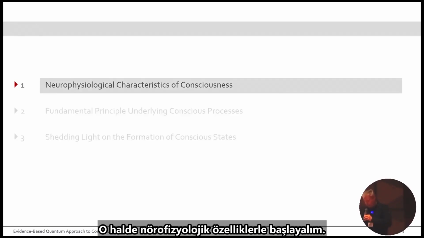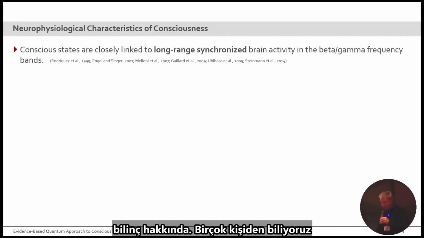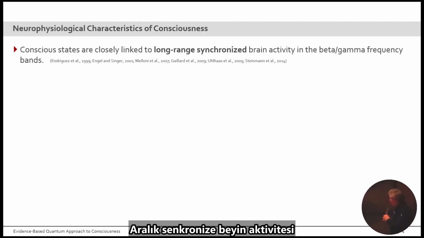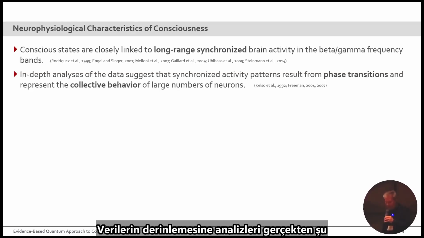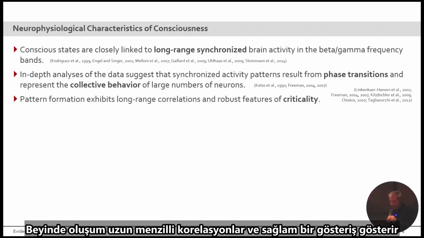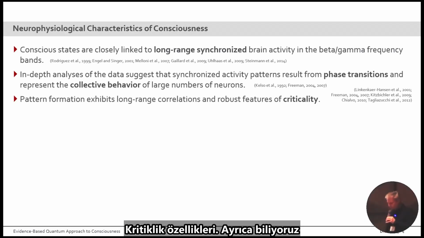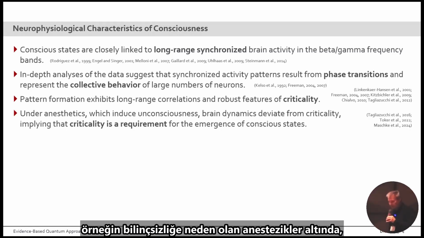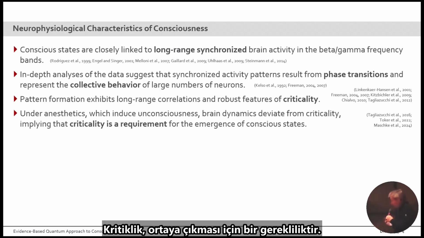So let's start with the neurophysiological characteristics of consciousness. We know from many pieces of evidence that conscious states are closely linked to long-range synchronized brain activity in some frequency bands, beta, gamma. And in-depth analyses of the data really suggest that these synchronized activity patterns result from phase transitions and represent the collective behavior of large numbers of neurons. We also know that pattern formation in the brain exhibits long-range correlations and robust features of criticality. And under certain circumstances, for instance, under anesthetics which induce unconsciousness, brain dynamics deviate from criticality, implying that obviously criticality is a requirement for the emergence of conscious states.